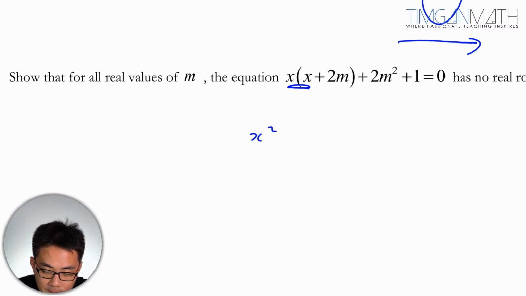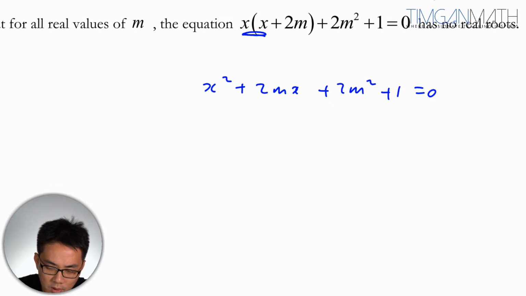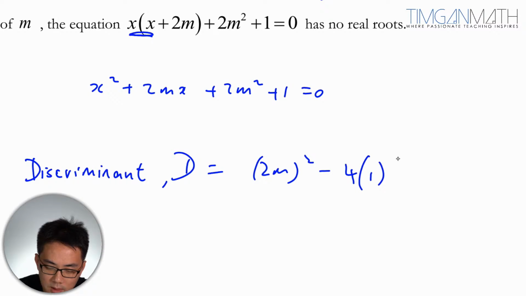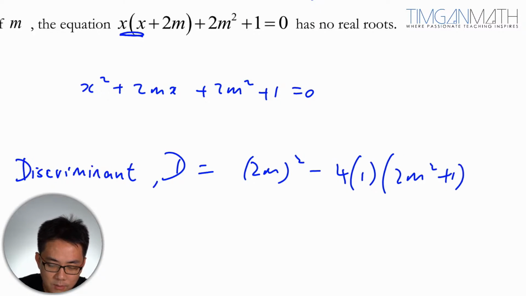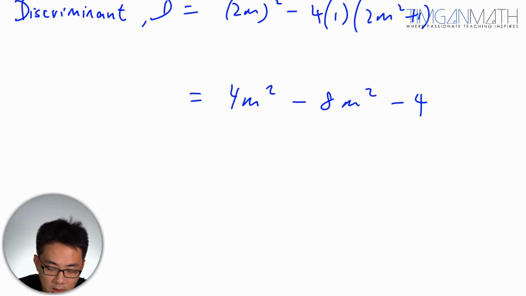So x squared plus 2mx plus 2m squared plus 1 equals 0. So this case is pretty okay. What you need to show is the discriminant. Okay, and this is b squared minus 4ac. There you go. So this is 4m squared minus 8m squared minus 4. Alright, so this is the discriminant here. And once this is done, it is minus 4m squared minus 4.